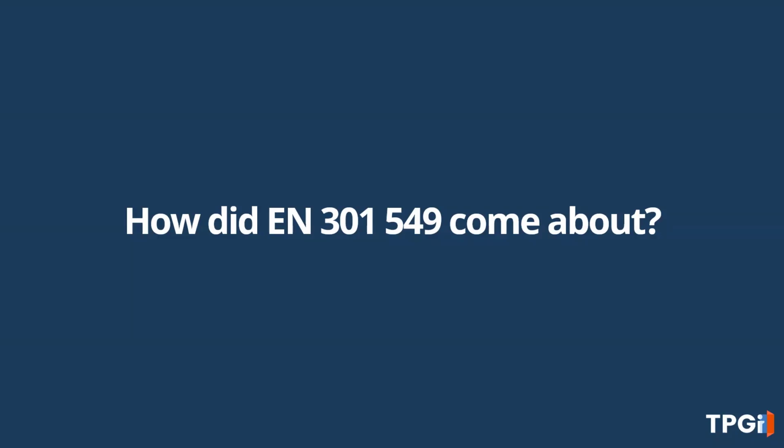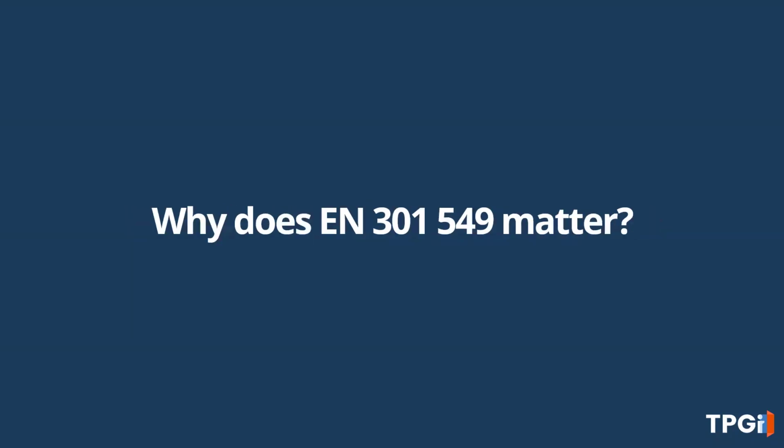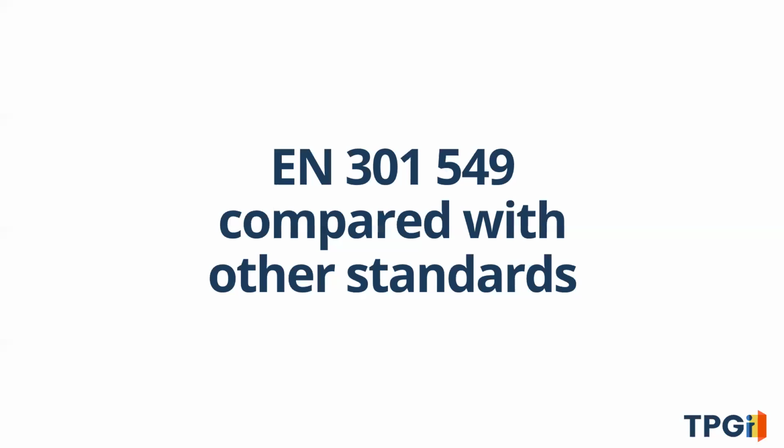So EN 301549 isn't just another standard, it's a major driver of accessibility across Europe. Okay, so now we've covered what EN 301549 is and why it matters. We're going to look at how it compares to other accessibility standards. So later we'll talk about what's coming next with the European Accessibility Act. First, let's see how EN 301549 aligns with WCAG and Section 508.